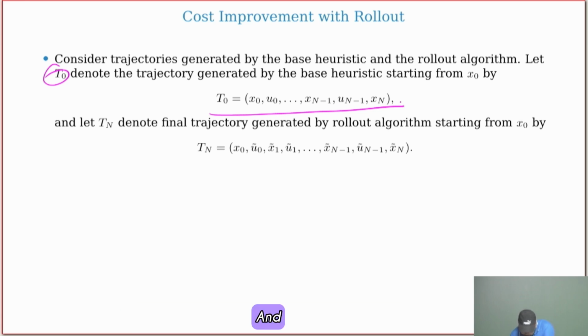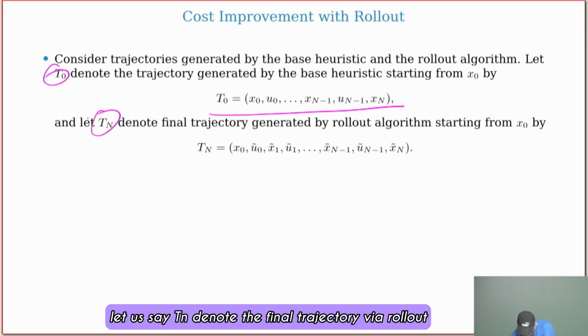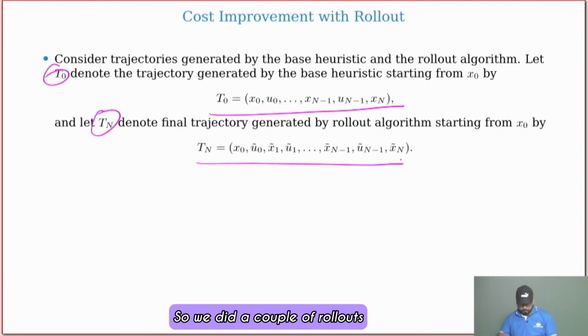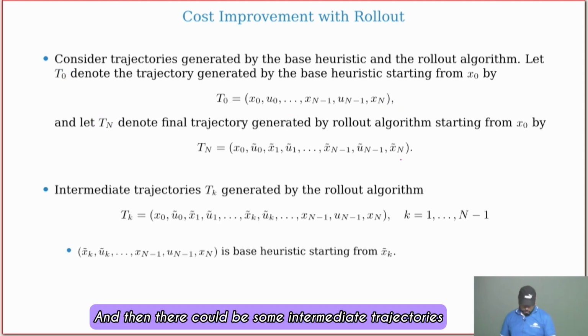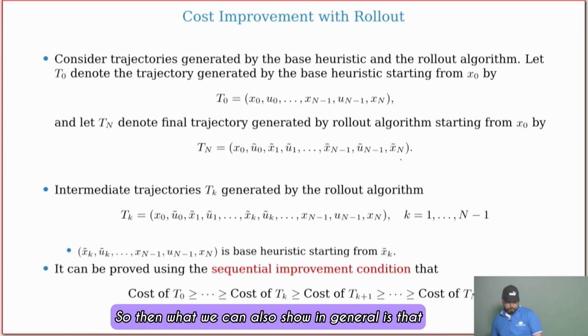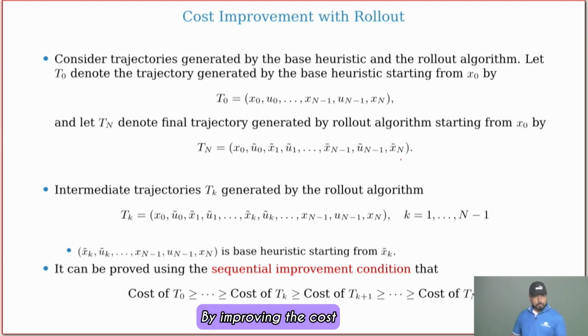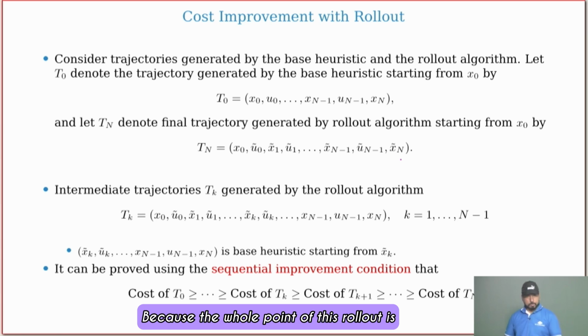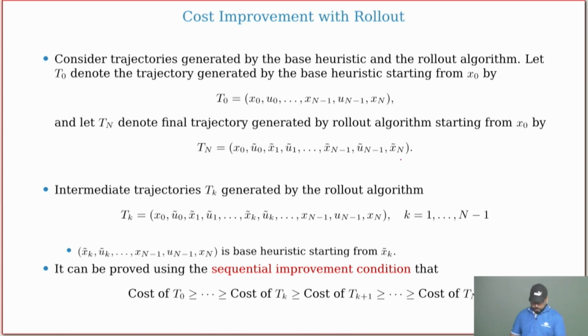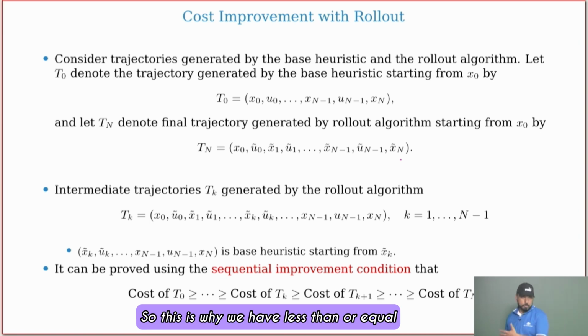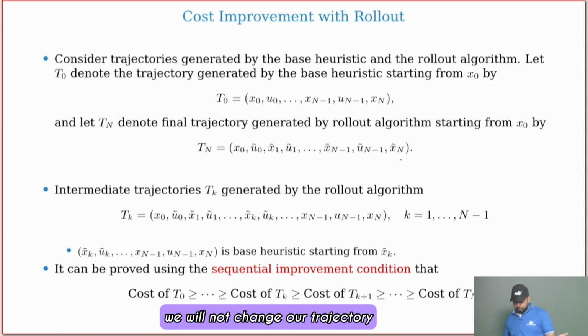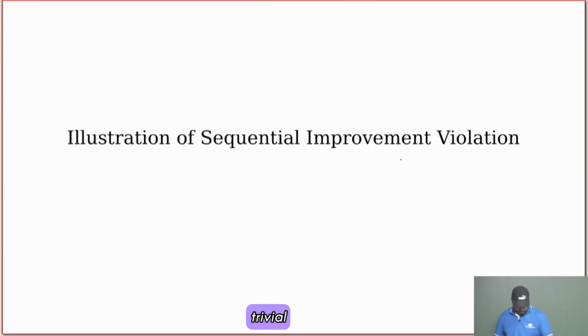base heuristic, and let us say Tn denotes the final trajectory via rollout. So we did a couple of rollouts, and then we arrived at this, and there could be some intermediate trajectories. What we can also show in general is that these rollouts keep improving sequentially. Each time they keep improving the cost of the trajectory. By improving, we mean the cost keeps decreasing, because the whole point of this rollout is that we change the policy when we see an improvement, otherwise we don't. So this is why we have less than or equal. In the worst case, we will not change our trajectory, and whenever we see cost improvement, we will change our trajectory. So that's kind of trivial.